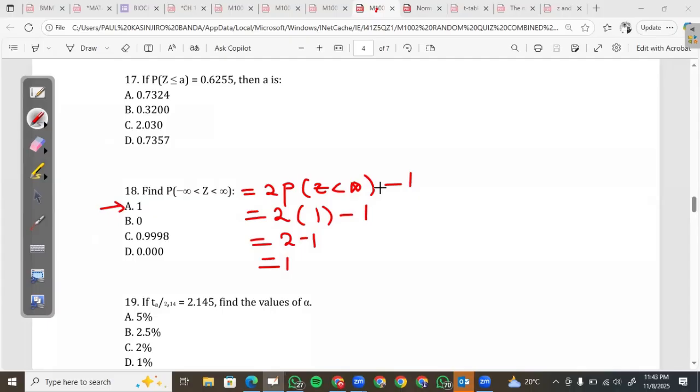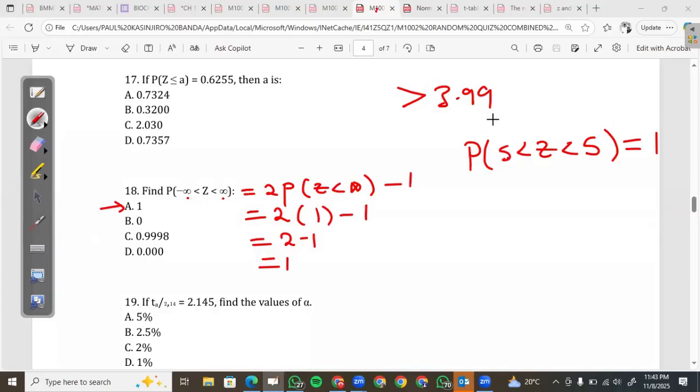Okay, so now here's the secret. Whenever the number that is there is greater than 3.99, then the probability will always be 1. For example, if they say the probability that Z is between minus 5 and 5, this probability is 1 because this number is greater than 3.99. If they put 17, Z between minus 17 and positive 17, this one is 1 again. Why? Because this number is greater than this. So any number that is greater than 3.99, if you find its probability, it will always be 1.